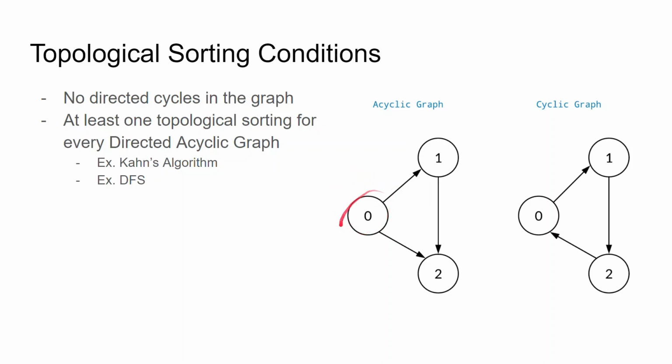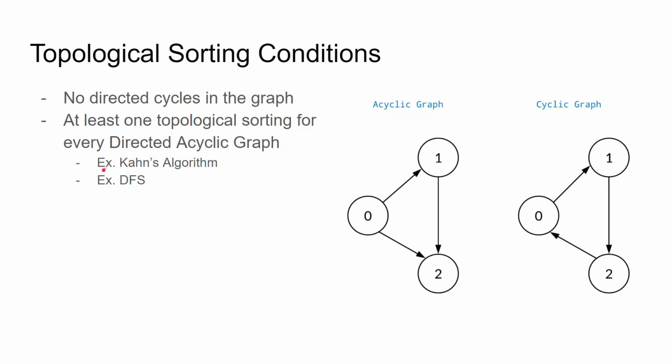You can see node 0 has no prerequisite, so that can be the entry point. We take that as a start. And then we have to complete task 1, because in order to complete task 1, you have to complete task 0. And then to complete task 2, you have to complete both 0 and 1. So there is at least one topological sorting of every directed acyclic graph. You can go with different orderings, but at the end we have a topologically sorted order of the acyclic graph.